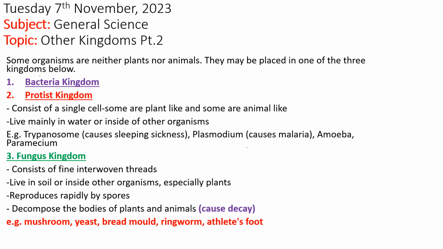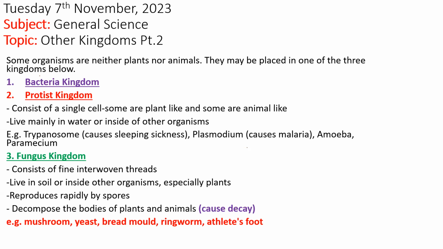Give me an example of a kingdom that is not plant or animal. Bacteria kingdom. Fungus kingdom. Very good. And what else? Protist kingdom. Very good. Give me an example of a fungi. Mushroom.